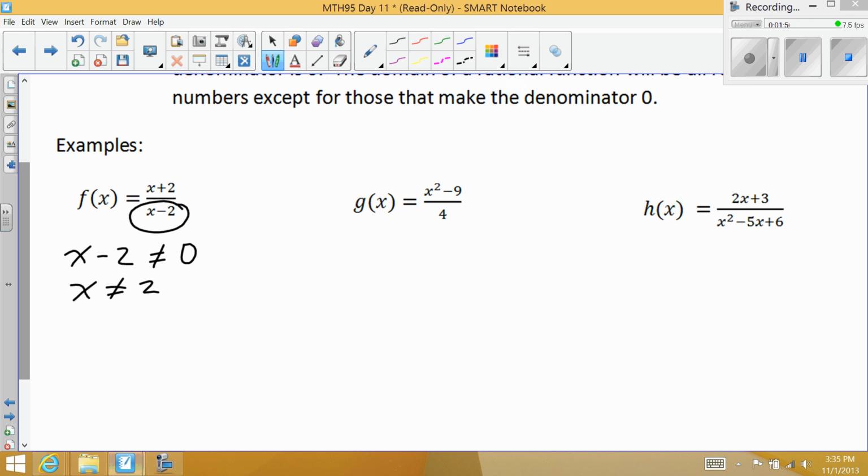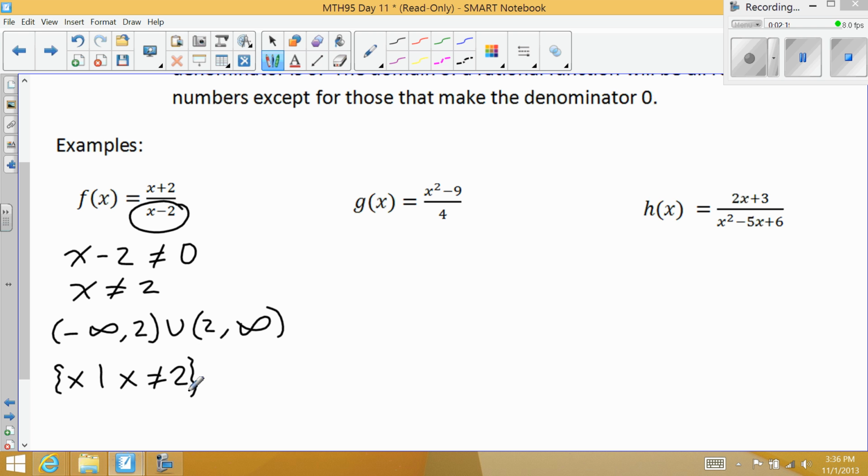We could write this in interval notation, which would be the interval from negative infinity to 2, union with the interval from 2 to infinity. If I'm using the curved bracket, that's saying up to 2 but not including 2. Or you can also write it as the set of all x such that x is not equal to 2. I'm not too particular which format you use.